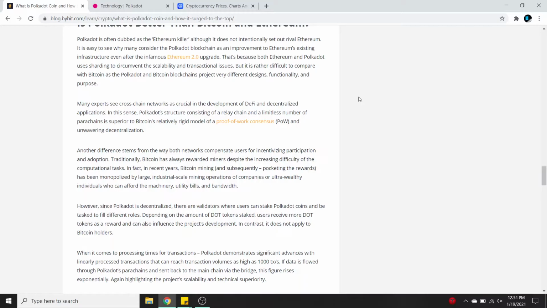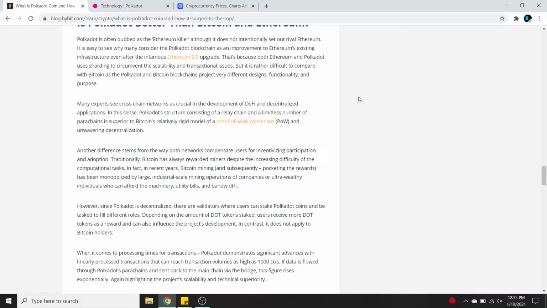That's because both Ethereum and Polkadot use sharding to circumvent scalability and transactional issues, but it is rather difficult to compare with Bitcoin, as the Polkadot and Bitcoin blockchains project very different designs, functionality, and purpose. Many experts see cross-chain networks as crucial in the development of DeFi and decentralized applications. And in this sense, Polkadot's structure, consisting of a relay chain and a limitless number of parachains, is superior to Bitcoin's relatively rigid model of proof-of-work consensus and unwavering decentralization.